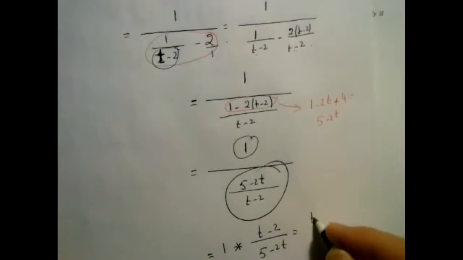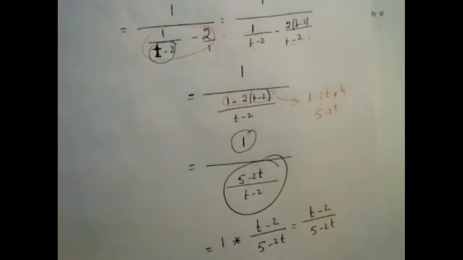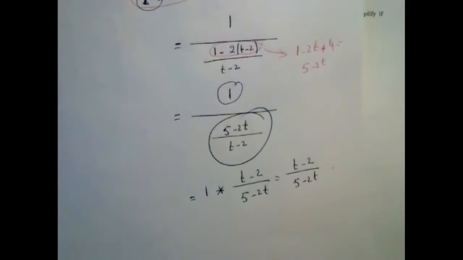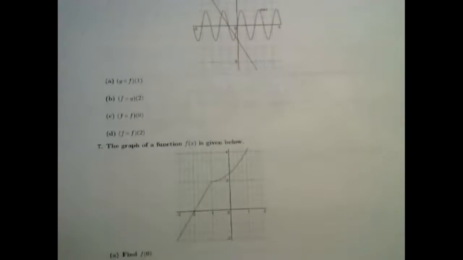So the answer would be (t minus 2) over (5 minus 2t). End of the problem. Okay, any more 5s? No. Very good. Now 7. 7D. Before I move to 8, I'm trying to be in order.